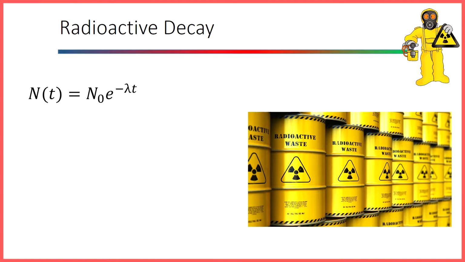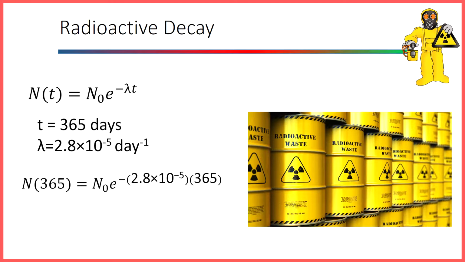All right, so if we want to know how much uranium-232 might be left after 1 year, we can plug in 365 for t and plug in the appropriate decay constant of 2.8 times 10 to the negative 5 for uranium-232. We can then use our radioactive decay function to calculate that after 1 year, N of 365 equals N0 times e to the negative 2.8 times 10 to the negative 5 times 365, which is equal to 0.99 times N naught. So 99% of the uranium-232 will still remain 1 year later.